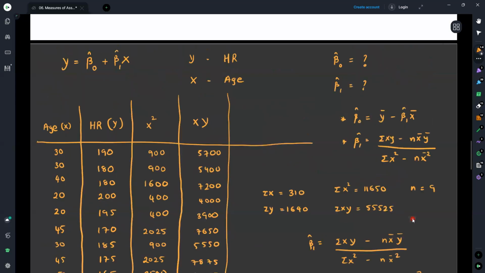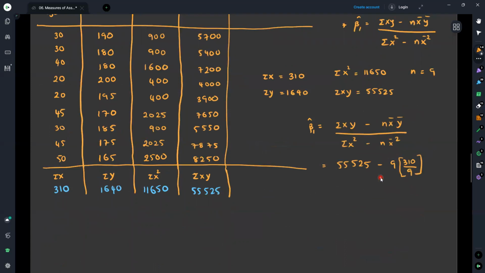You are all aware of the calculation of the mean value. We can get it as summation of x divided by n. Then using the similar concept, we can obtain the value for y bar as well. It can be obtained as summation of y, 1640, divided by 9.